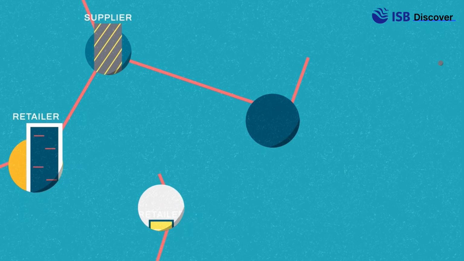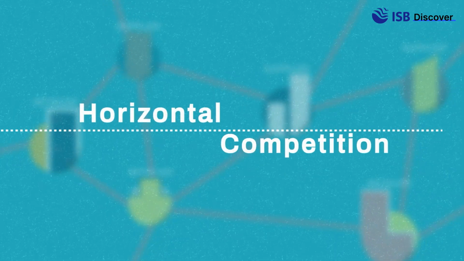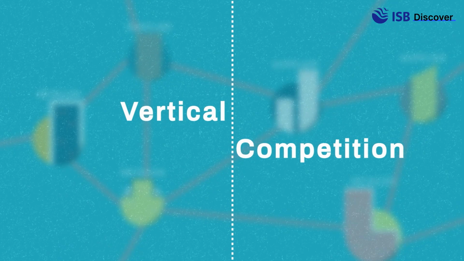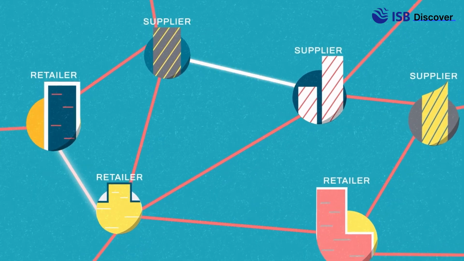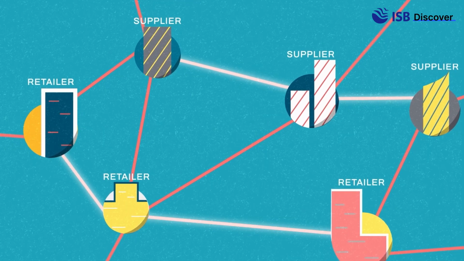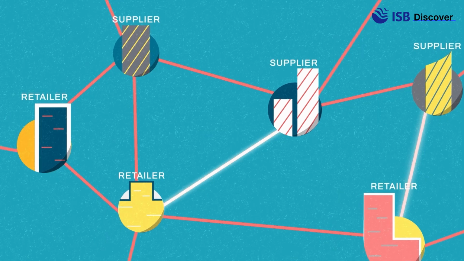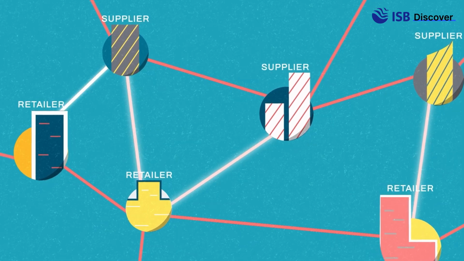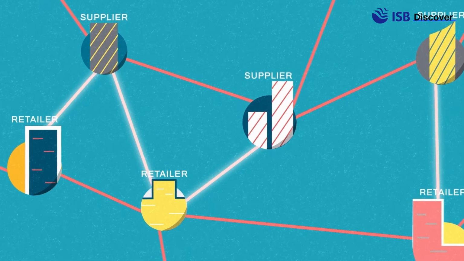In a supply network, there are two kinds of competition between its entities: horizontal competition and vertical competition. Horizontal competition is when two entities with similar roles, let it be a supplier or a retailer, in the supply chain, compete with each other. And if two entities with different roles, like one supplier and one retailer, are competing to share profit margins, then we call it vertical competition.